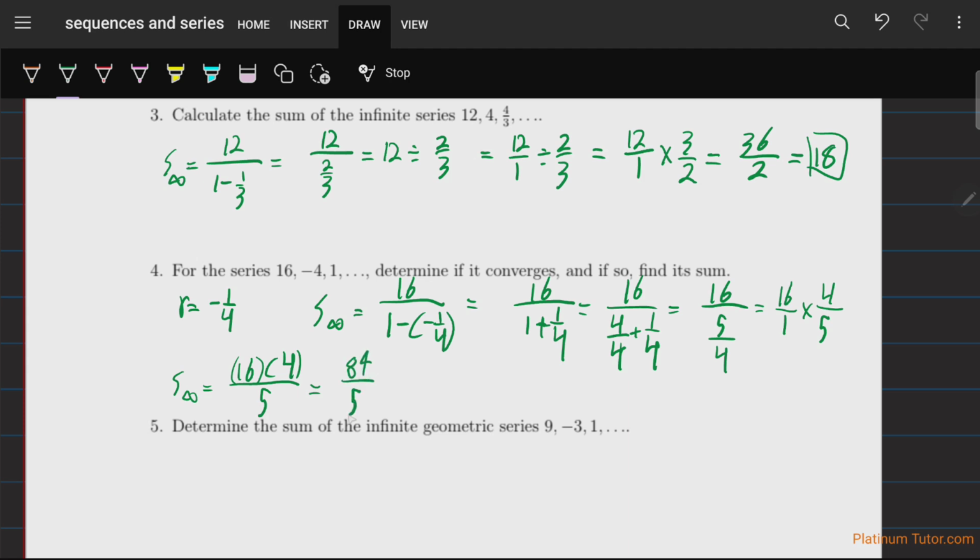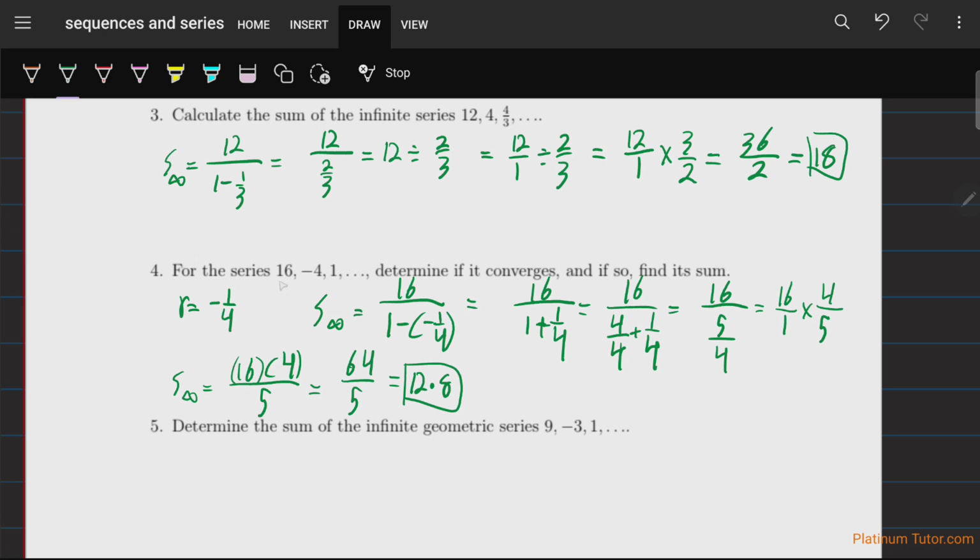84/5. And let's see if we can get a decimal for this. Sorry, this is 64. 1 times 4, that's 40, and then 24, 64. Okay, so 64/5, that's going to come out to 12.8. So that's the sum.